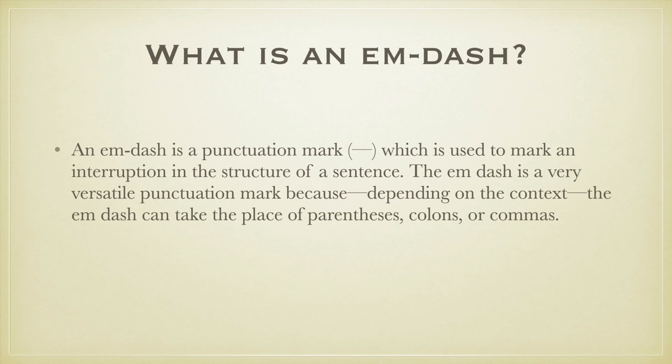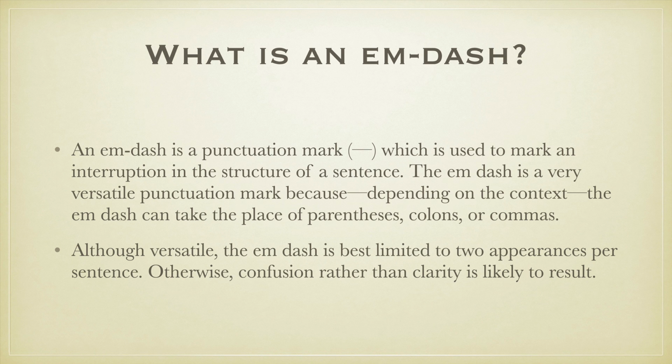Part 2. Em dashes. What is an em dash? An em dash is this punctuation mark, which is used to mark an interruption in the structure of a sentence. The em dash is a very versatile punctuation mark because, depending on the context, the em dash can take the place of parentheses, colons, or commas. Although versatile, the em dash is best limited to 2 appearances per sentence. Otherwise, confusion rather than clarity is likely to result.